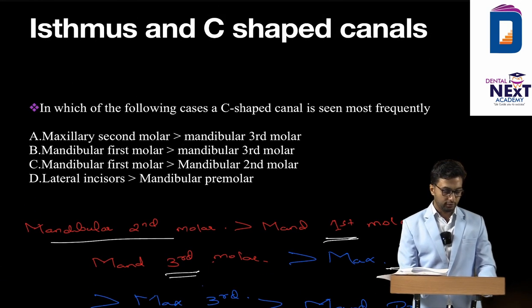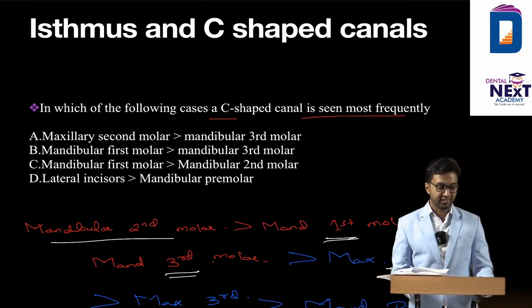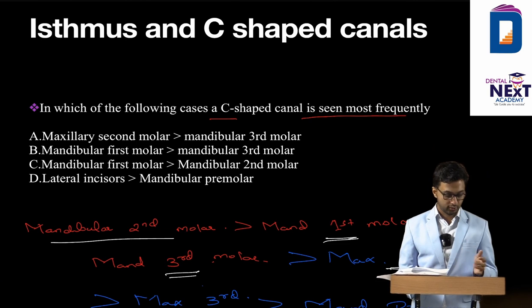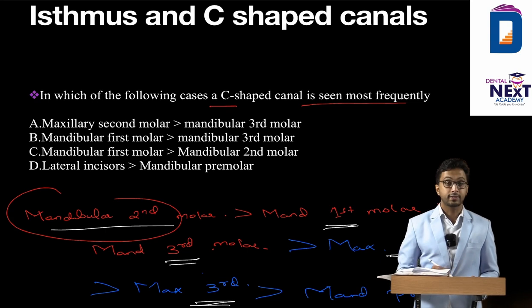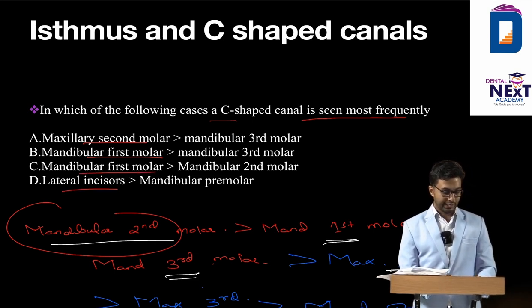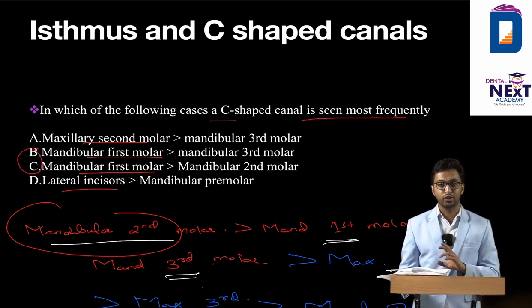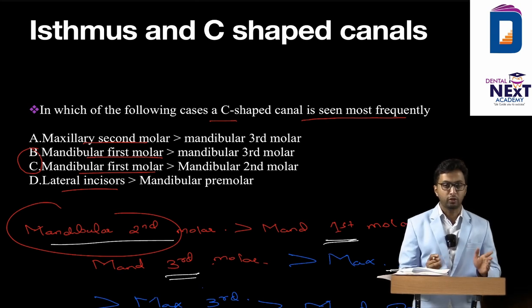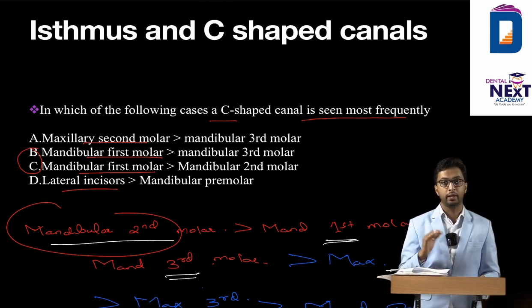Now let us come to this question. In which of the following cases is a C-shaped canal seen most frequently? Instead of asking the most common, they are asking the order. In previous years they asked which is the most commonly seen, and it is the mandibular second molar. Now how to answer this question? See the options first: mandibular first molar, lateral incisors. Definitely mandibular is more common, so that is where you have to focus. Don't waste your time. This is how you save your time. Instead of going into all the descriptions, you know that the mandibular molar is more common.